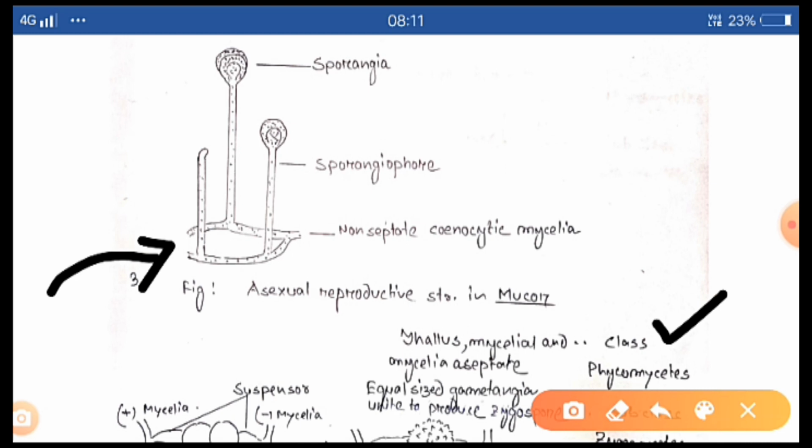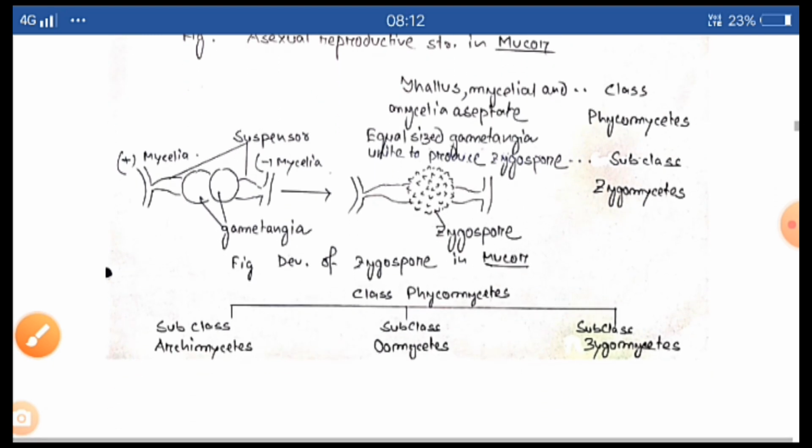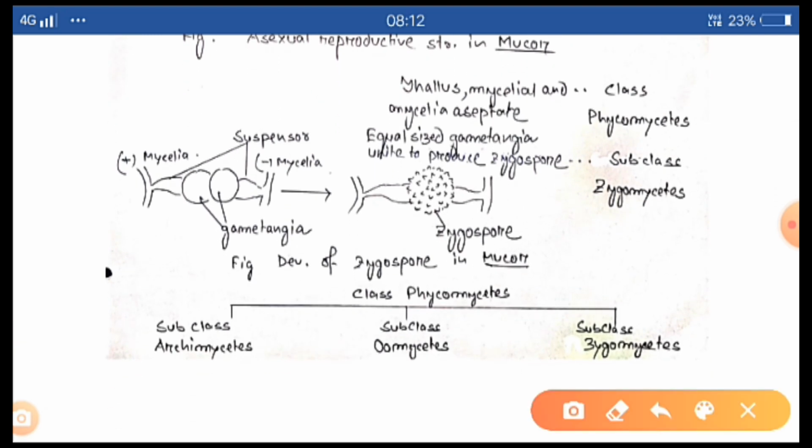Okay, is there any criteria here? Yes. What is that criteria? Here the sex units are of equal size. Here two gametangia, one from plus mycelia and another from minus mycelia, meet together to produce zygospore. Hence Mucor, Rhizopus, etc. are placed under subclass Zygomycetes.